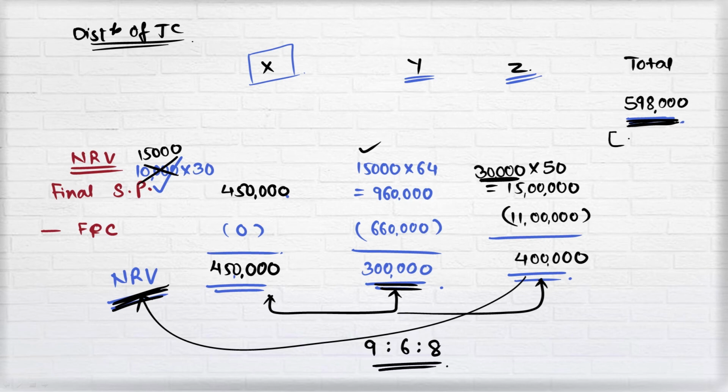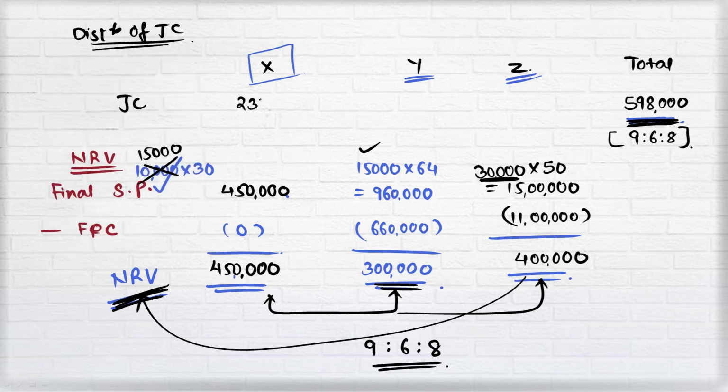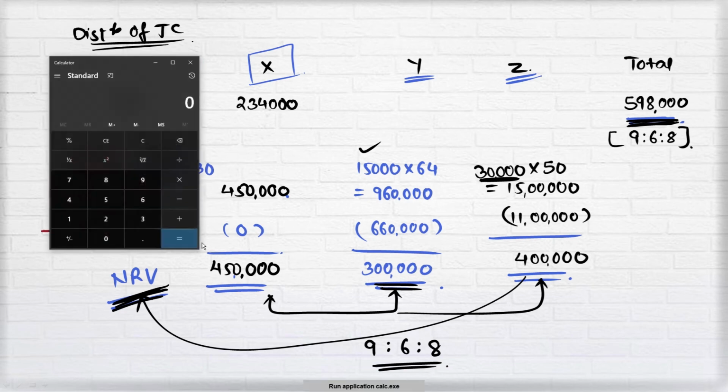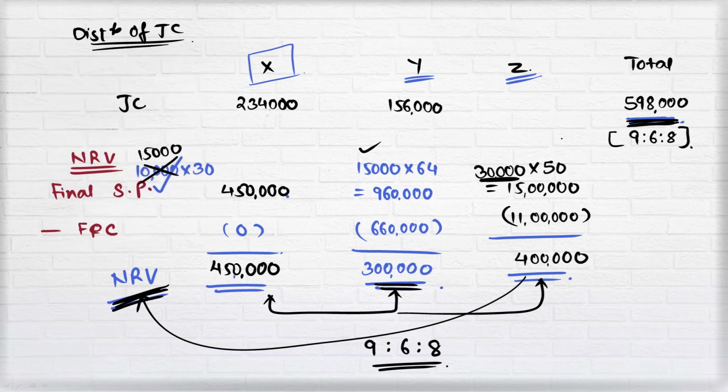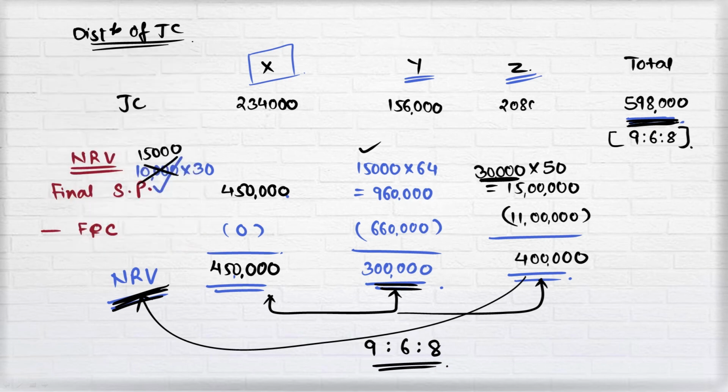9:6:8. The 5,98,000 of joint cost will be distributed in the ratio of 9:6:8. 5,98,000 into 9 divided by 23, 2,34,000. 5,98,000 into 6 divided by 23, 1,56,000. 5,98,000 multiplied by 8 divided by 23, 2,08,000. Total will be 5,98,000.